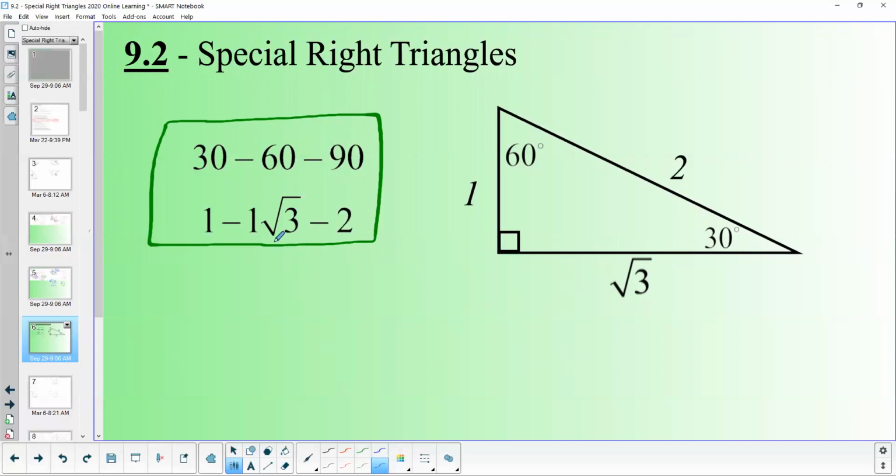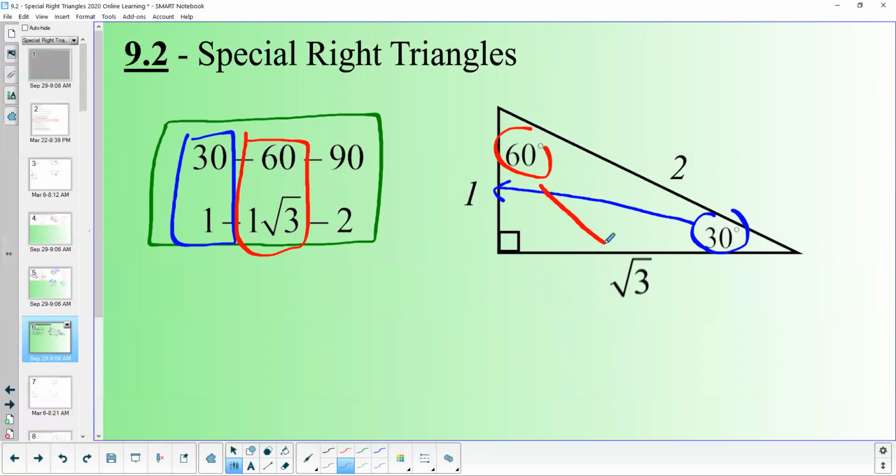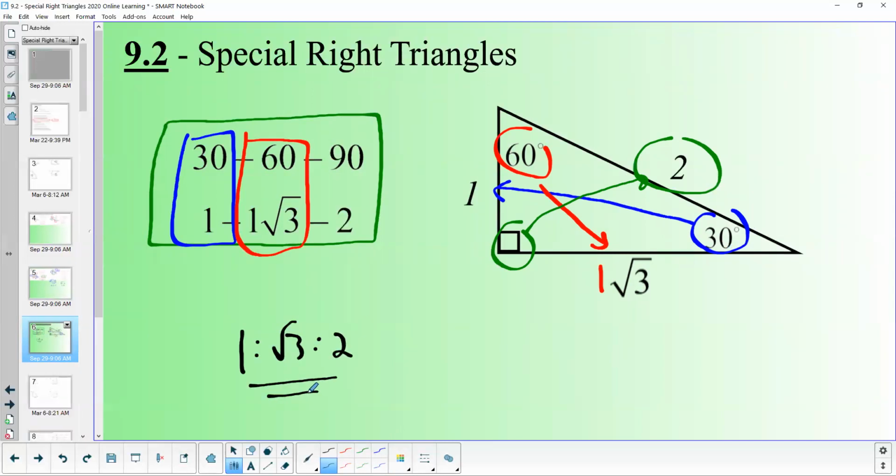And so the pattern with a 30, 60, 90 triangle is, if we look at the side that's across from the 30-degree angle, we're going to call that 1. The side that's across from the 60-degree angle, we're going to call that 1 root 3. And the side that's across from the 90, the hypotenuse, is 2. So what happens with these particular triangles is the 3 sides are in a ratio of 1 to root 3 to 2. And this is why we spent so much time earlier in the year on ratios.